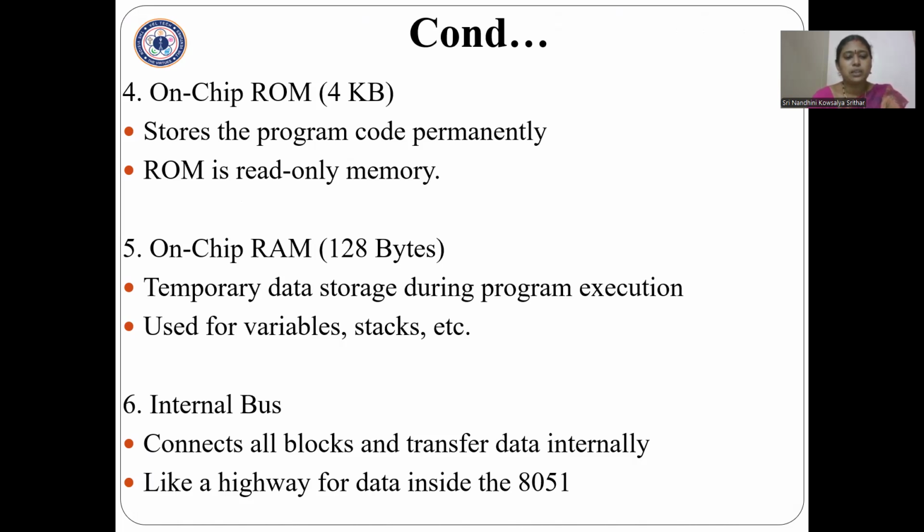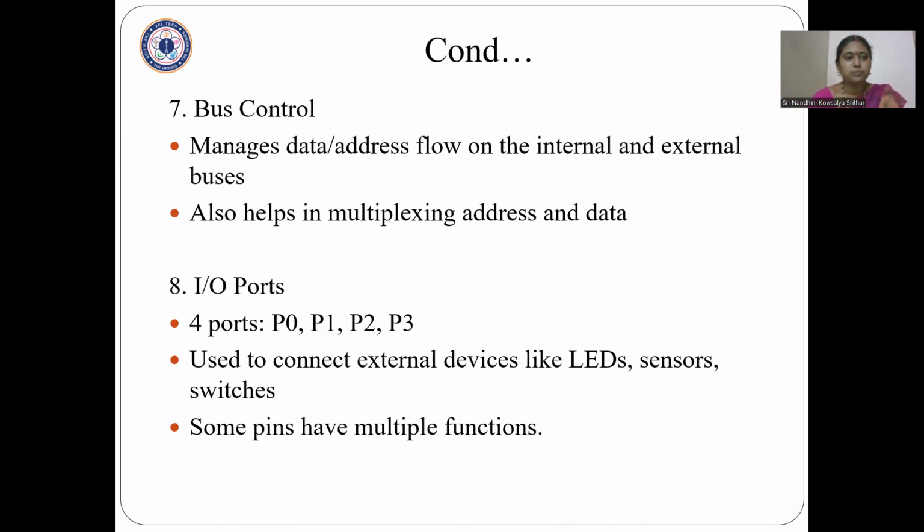Then the internal bus. It connects all blocks and transfers data internally, like a highway for data inside the 8051 microcontroller. Next, bus control. It manages data and address flow on the internal and external buses. It also helps in multiplexing address and data. Input and output ports: four ports are used for input and output operations, that is port 0, port 1, port 2, and port 3. They are used to connect external devices like LEDs, sensors, and switches. Some pins have multiple functions.